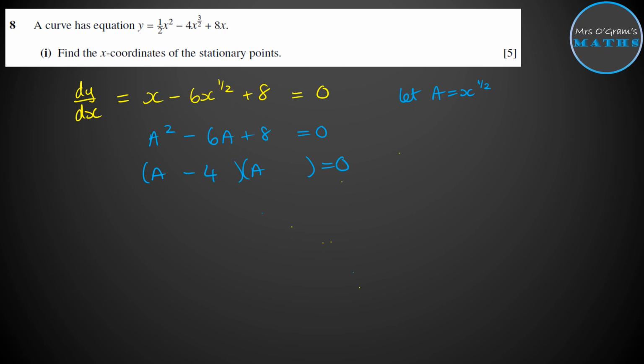That becomes minus 4 and a minus 2. So a equals 4, a equals 2. So x to the half equals 4, or x to the half equals 2. And just remember, x to the half simply means the square root of. So the square root of x is equal to 4 and 2, so therefore x is equal to 16 and 4.